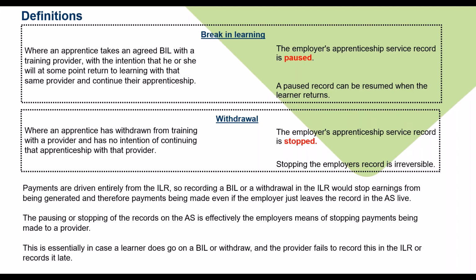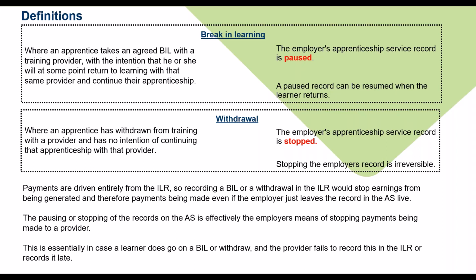On the apprenticeship service, employers' records can either be set to paused or stopped. And the main difference between those is that a paused record can be resumed and made live again, whereas a stopped record can't. That is irreversible. And so for a break in learning, we would typically see that the employer's record would be paused. And then when they return from that break in learning, that employer's record would be resumed again. And when an apprentice is withdrawn in the ILR, we would typically see the employer's record would be stopped as they're not intending to return.